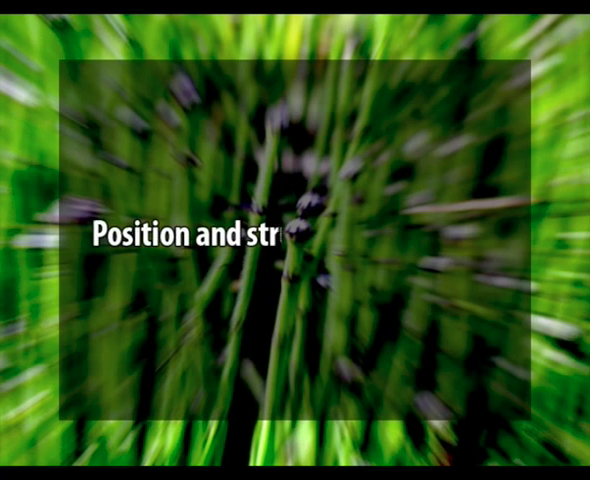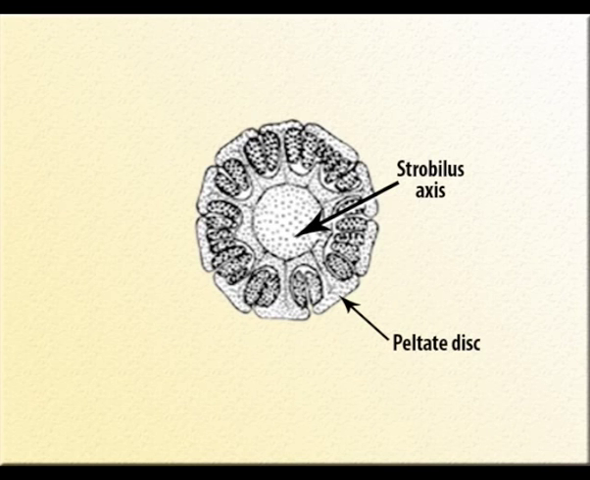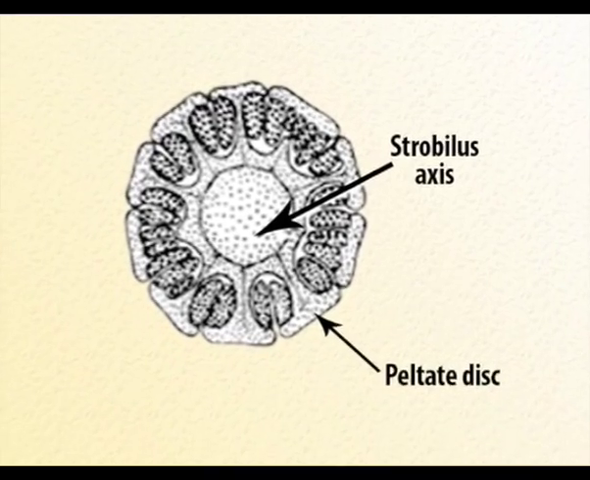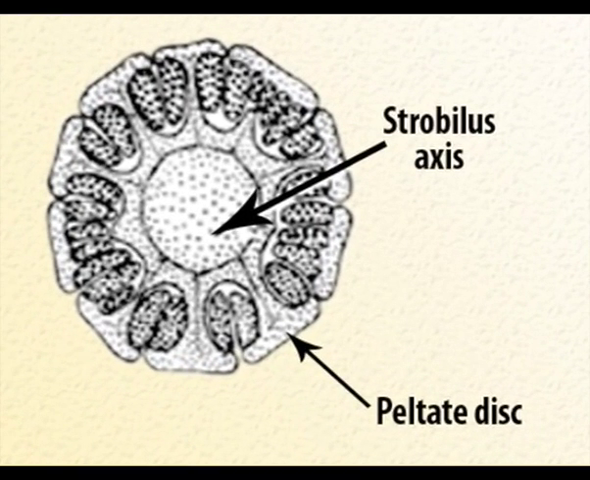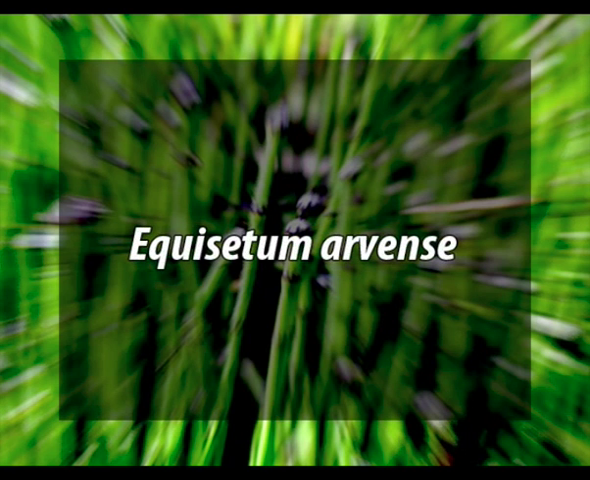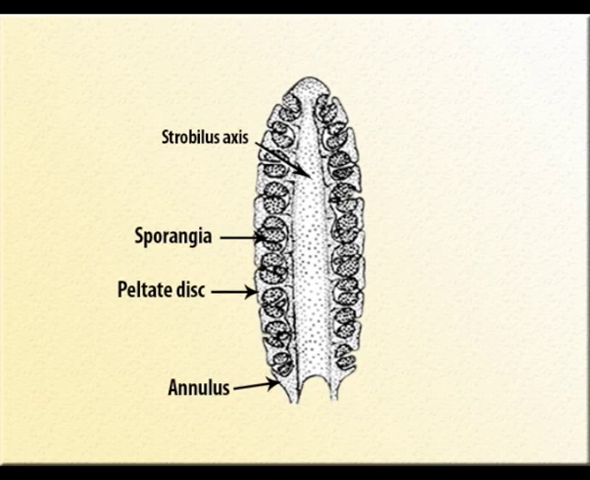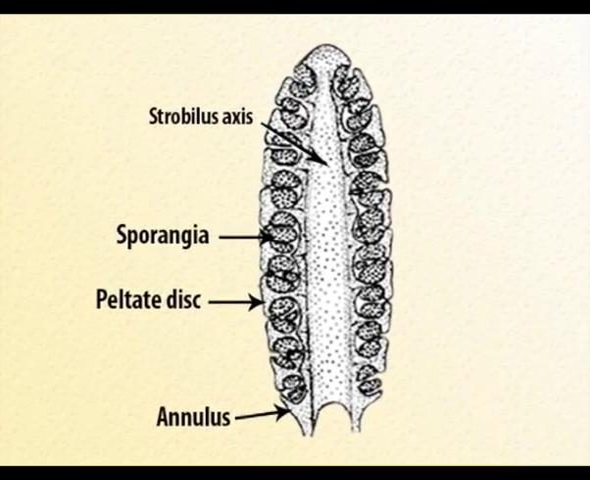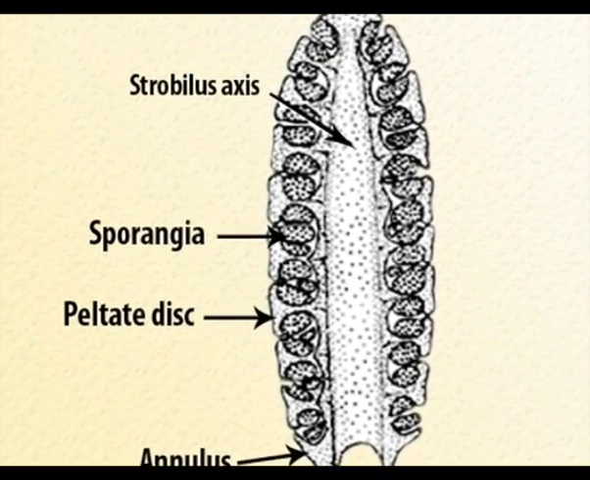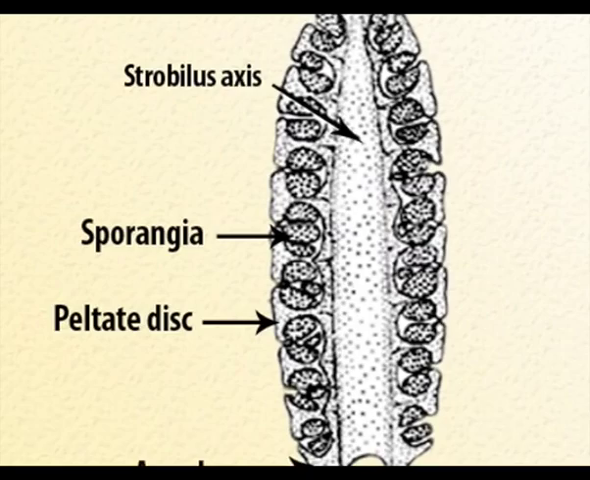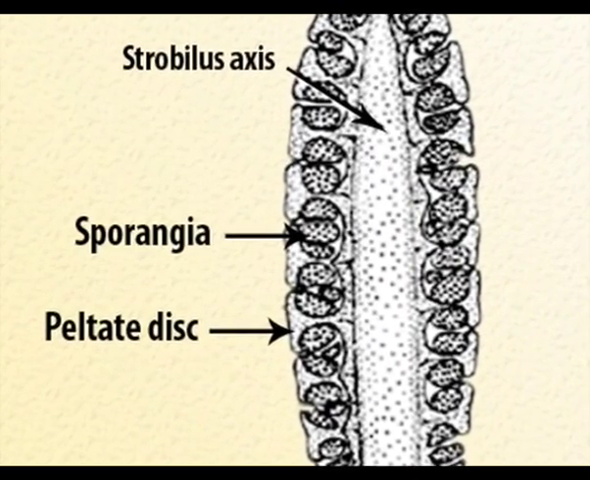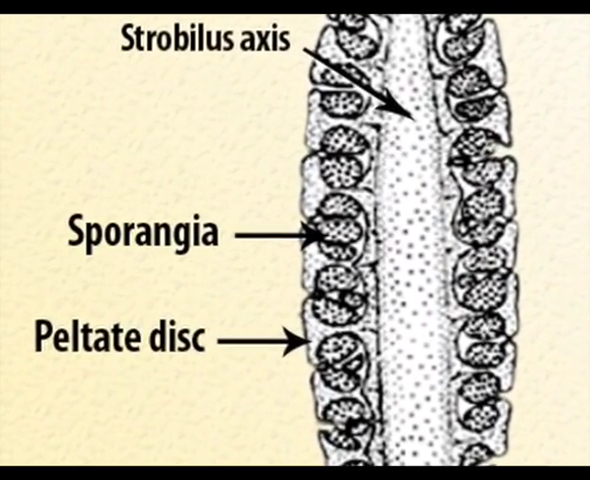The position and structure of the strobilus. In most of the species, strobili are borne terminally on vegetative shoots, but in some species, like in case of Equisetum arvense, they are borne on special fertile shoots. The strobilus has a central massive axis called strobilus axis and a large number of sporangiophores. The sporangiophores project at right angles in successive alternate whorls from the strobilus axis.